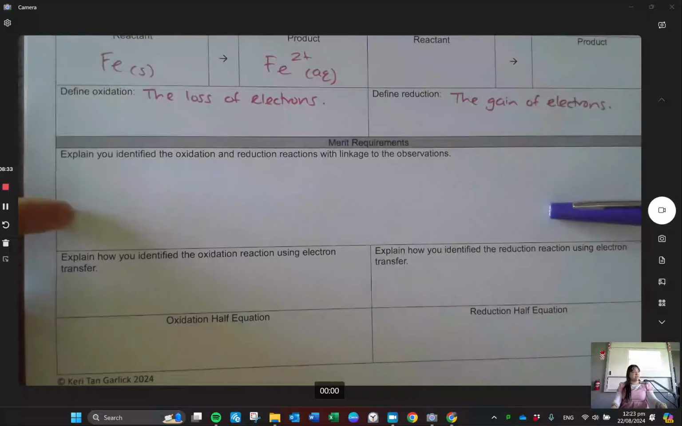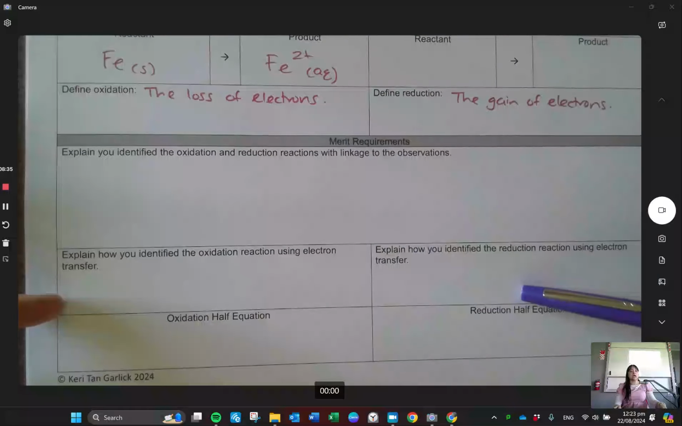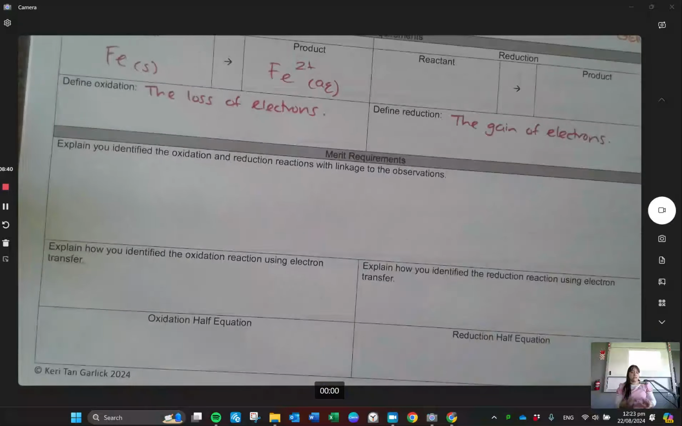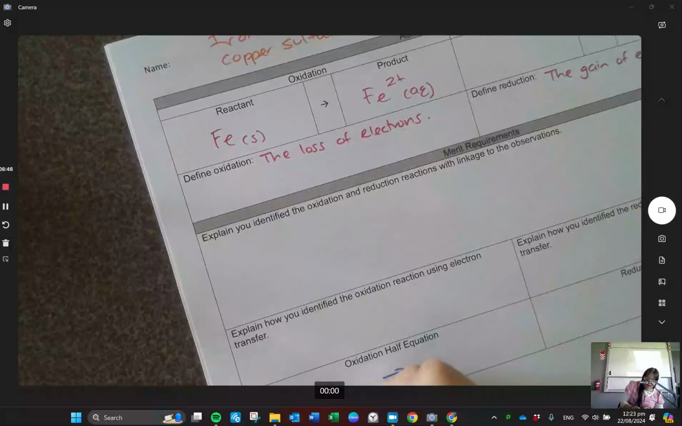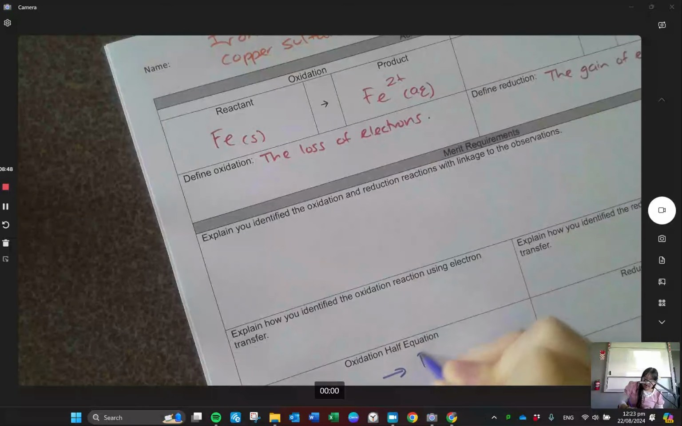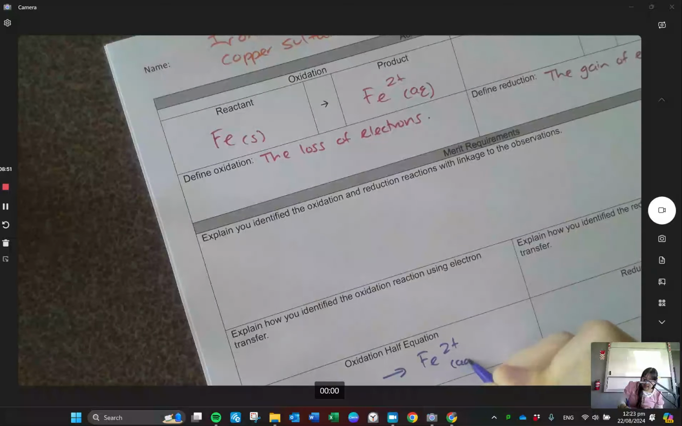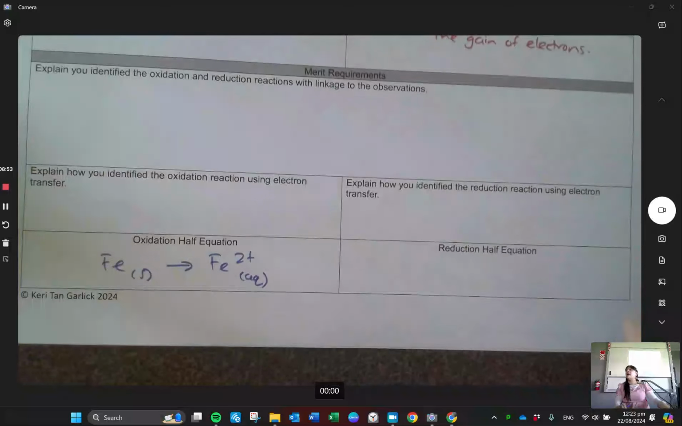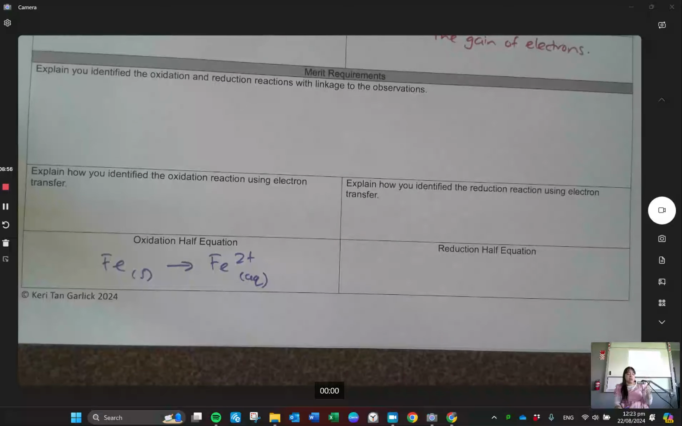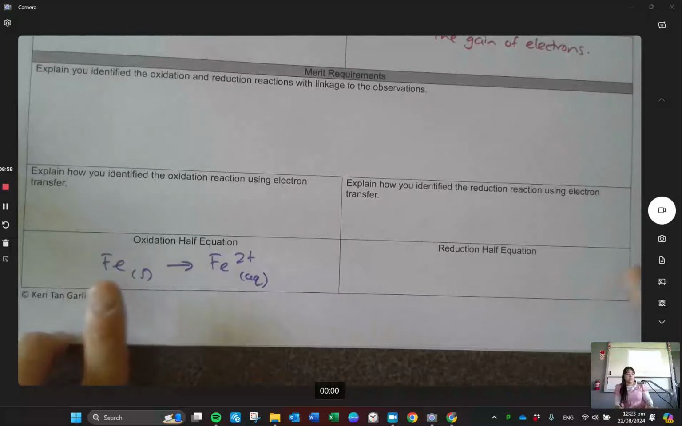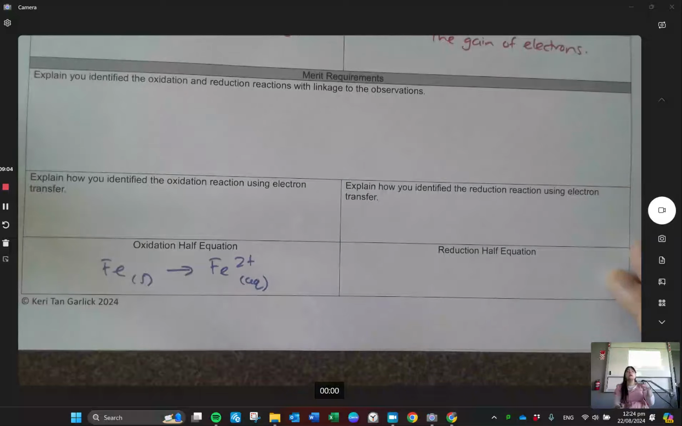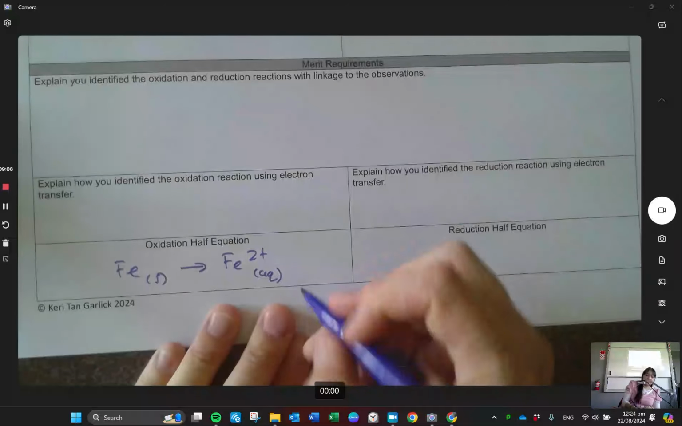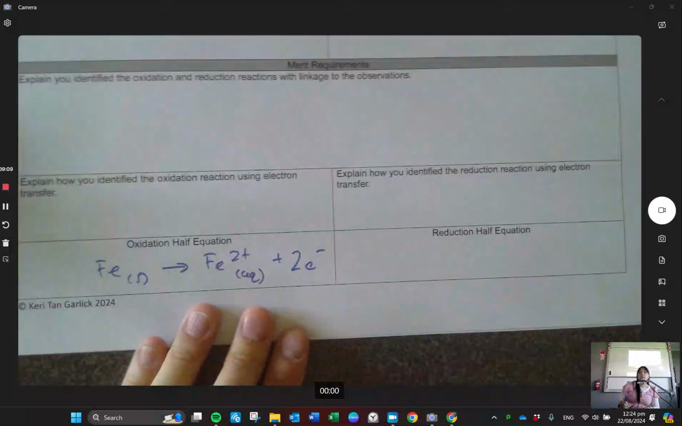Merit, you need to talk about observations, which we'll do tomorrow. You also need to talk about the specific number of electrons lost or gained, and we have to give half equations. So if I wanted to start with my oxidation half equation, we have Fe, the solid, becoming Fe2+, which is aqueous. Now, what I need to add are my electrons to then communicate, are we gaining or losing electrons? So in this case, I have no charge, and in this case, I have a positive 2 charge.